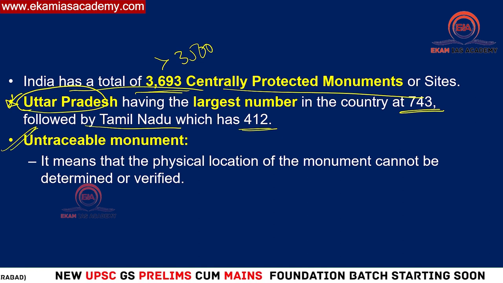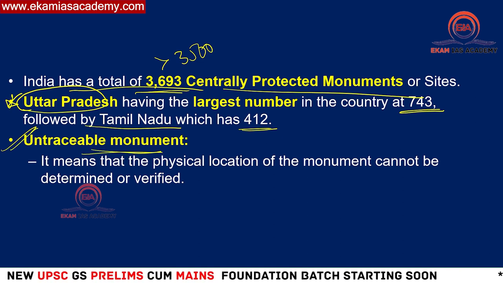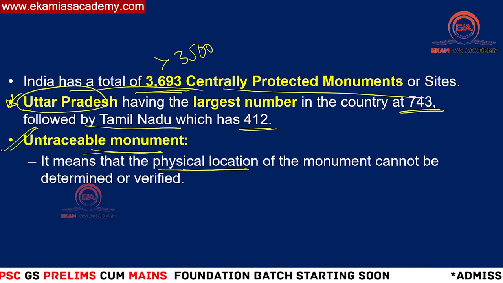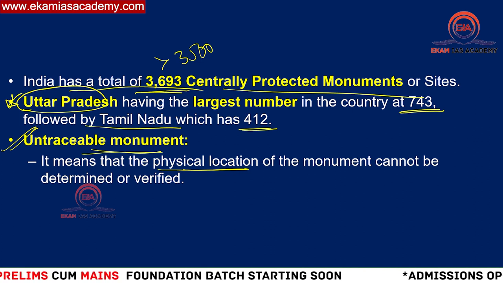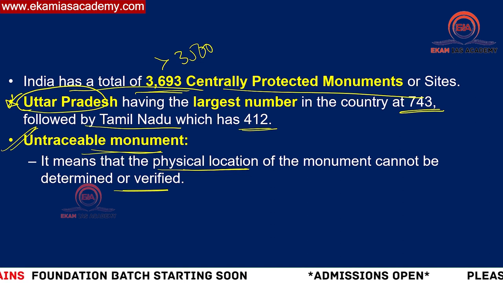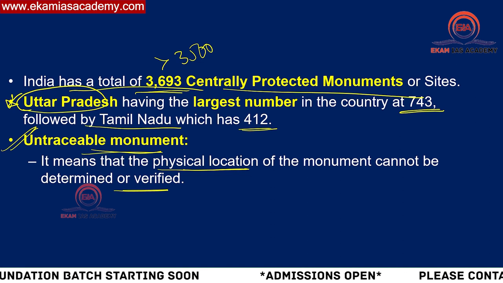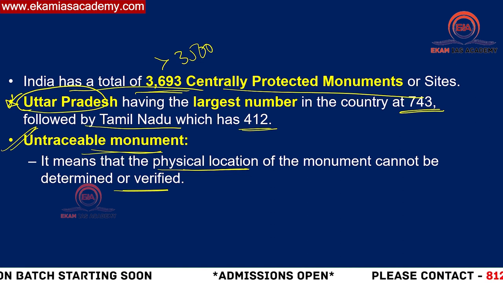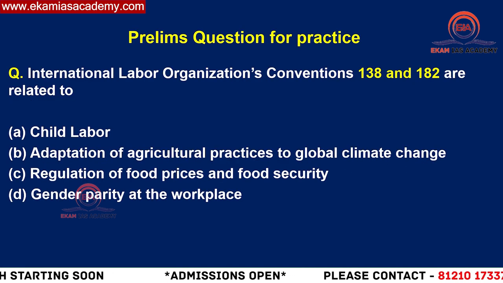And what is an untraceable monument? As I told you in the beginning, untraceable monuments means if the physical location of these monuments is not known or you are unable to trace it back, then we can call them untraceable monuments. So with respect to these also, delisting will happen.